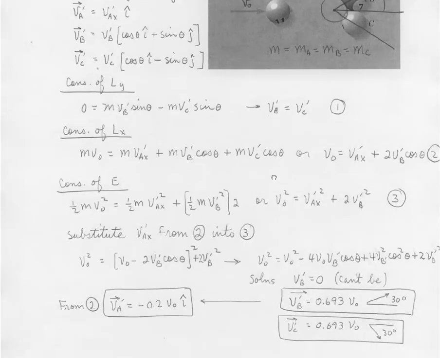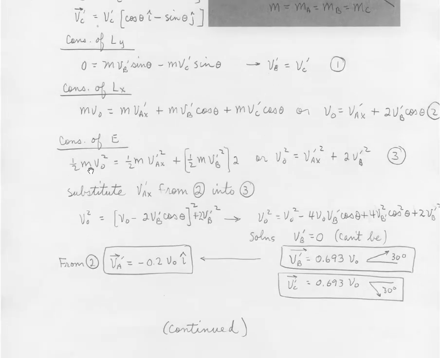I'm going to look at conservation of energy next. 1 half m V naught squared coming in. We have a 1 half m VAX prime squared. We have a 1 half m VB prime squared, and then 2 of those, so that's why I put the 2 out here. So you can see once you clear out the m's and the 1 half right here, you'd end up with V naught squared equal to VAX prime squared plus 2 VB prime squared. I'm going to call that equation 3.